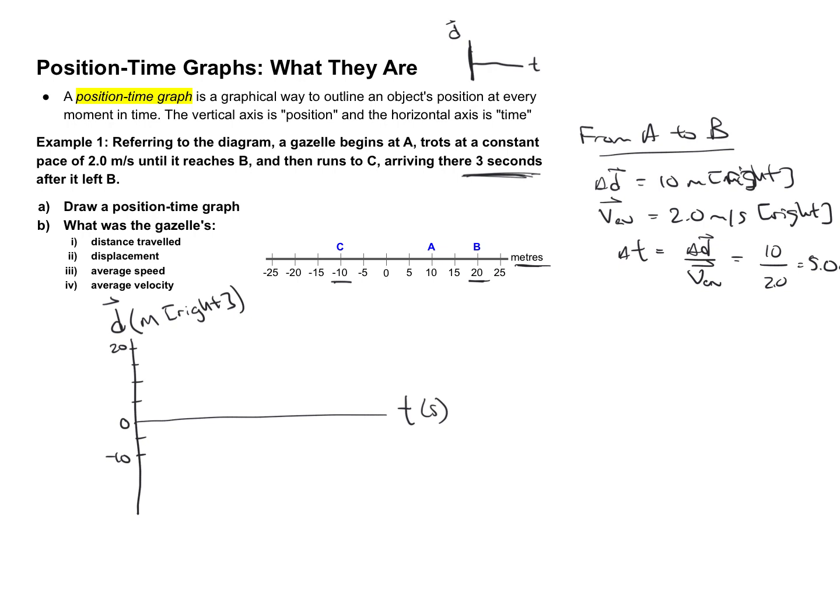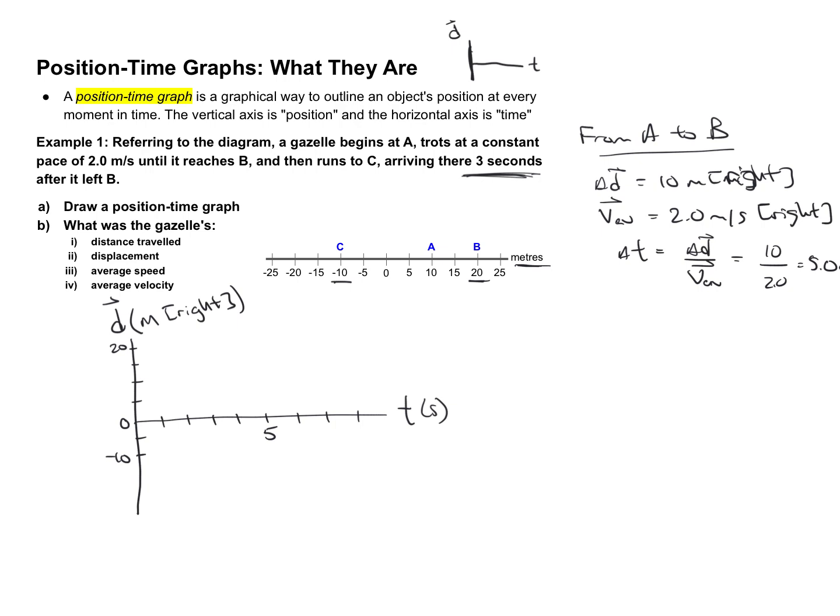Okay, so it took 5 seconds to get from A to B, and 3 more seconds to get from B to C. So I'm going to need my scale to go up to 8. So I'll just say 1, 2, 3, 4, 5, 6, 7, 8. Yeah, so sometimes you have to do some pre-work, some pre-calculations, before you can label the scale properly. Okay, so now I'll just draw the position time graph.